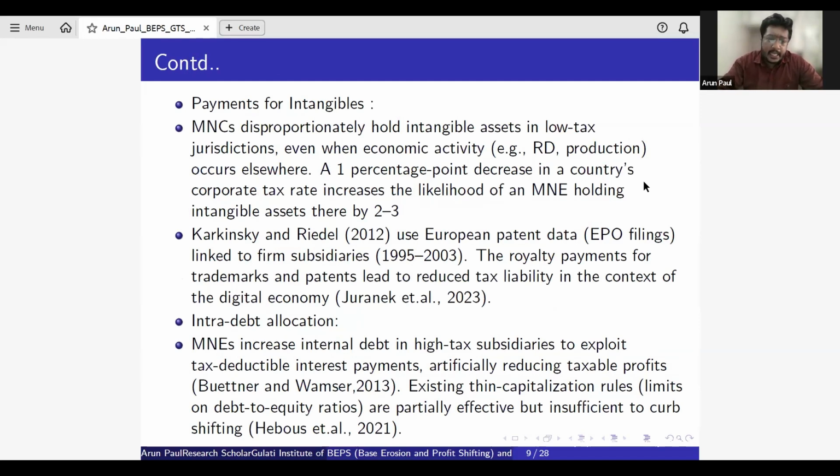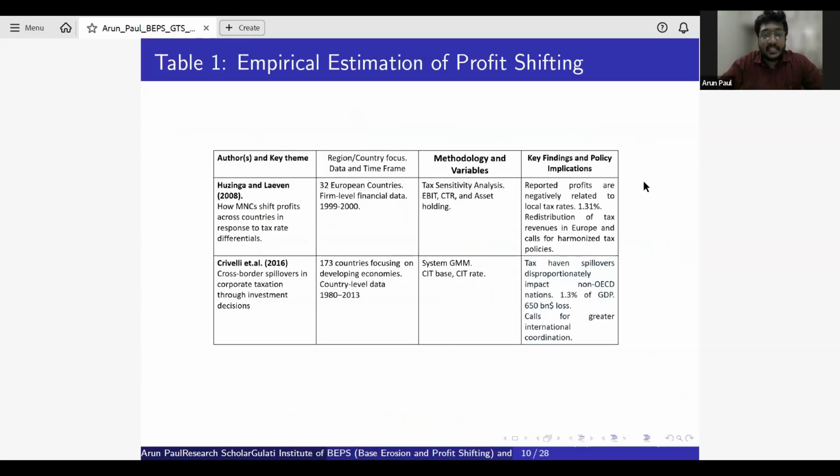Coming to the channel of intra-debt, MNEs increase their internal debt in high tax subsidiaries to exploit tax deductible interest payments, artificially reducing taxable profit. So the existing thin capitalization rules are partially effective but insufficient. This is how the literature works, and I will briefly explain the empirical literature. There are mainly two important studies which I will explain.